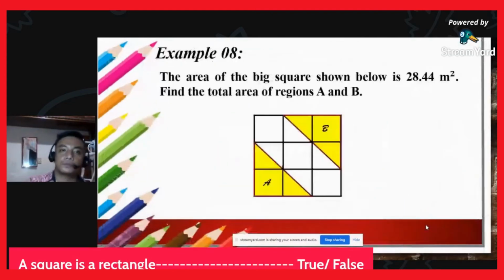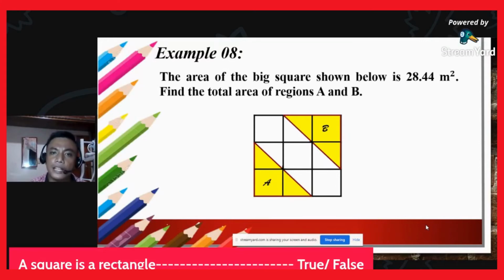Next, example 8. What do you think is the area of the big square shown below? The area of the big square shown below is 28.44 square meters. We're going to find the total area of the regions A and B. From the figure, how many small squares can we see? There are actually 9 squares, right?